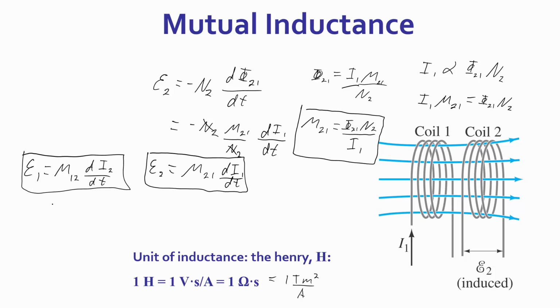Now M12, again, just swapping all of our subscripts here, so flux 1, 2, N1 over I2. And it turns out that M12, we're not going to prove this here, but it can be shown that these two things are equal. So typically we just call it M, and then we get rid of the subscripts because there's the same mutual inductance going either way, essentially.